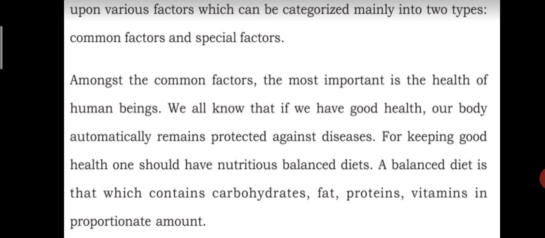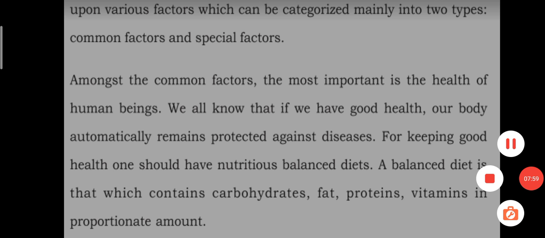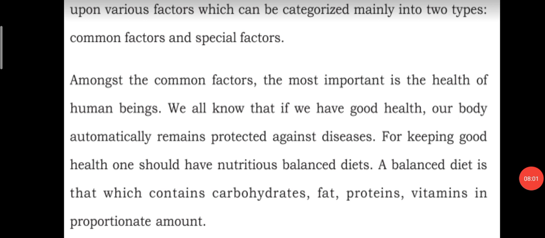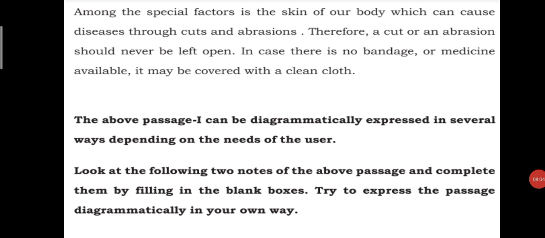For keeping good health, one should have nutritious, balanced diets. A balanced diet is that which contains carbohydrates, fat, proteins, vitamins in proportionate amount. Among the special factors is the skin of our body, which can cause diseases through cuts and abrasions. Therefore, a cut or an abrasion should never be left open. In case there is no bandage or medicine available, it may be covered with a clean cloth.